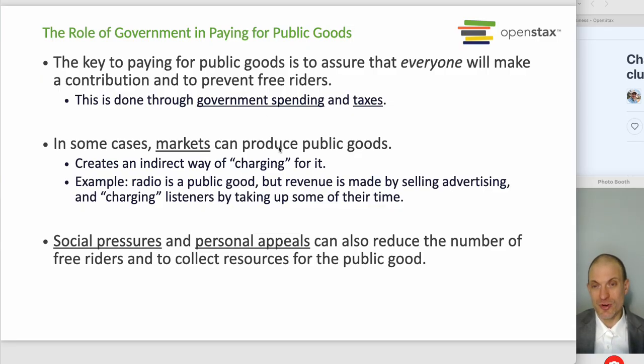In some cases, markets can produce public goods. There's an indirect way to charge for it. So radio is a public good, but revenue is made by selling advertising, charging listeners by taking up some of their time. I don't know about that.